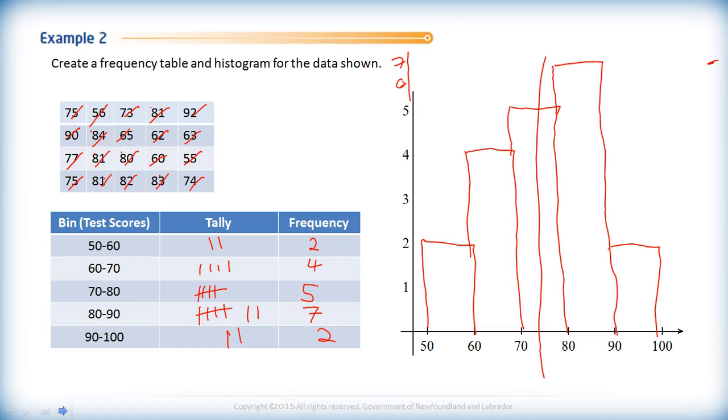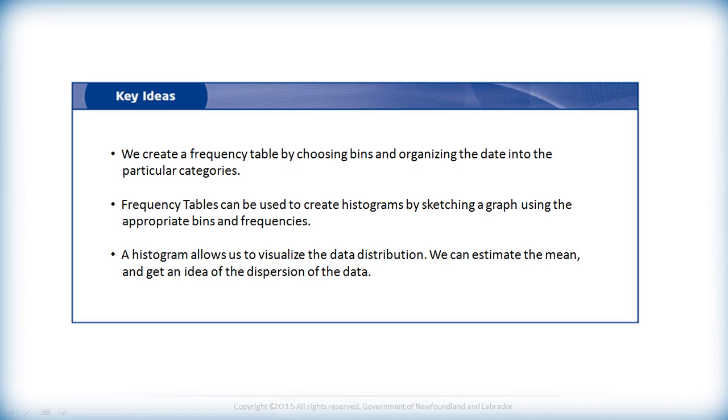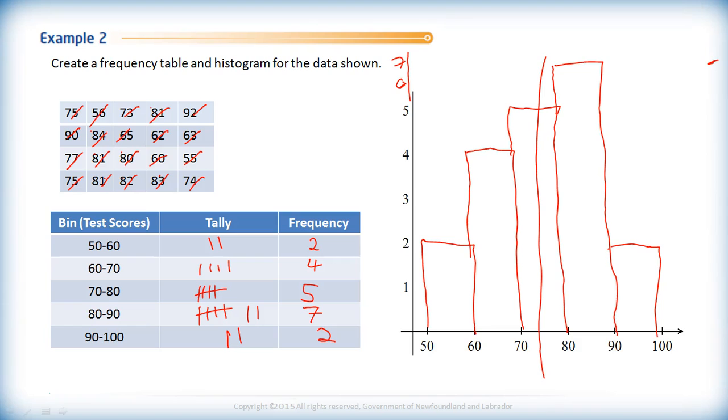Okay, so let's take a quick look at just a summary of the things that we talked about. Create a frequency table by choosing bins and organizing our data. Frequency tables can be used to create histograms. And we should probably go back there. I'm just going to jump back for one quick second and put a frequency polygon on this too, just so that we remember that that is a thing that we have to know about.